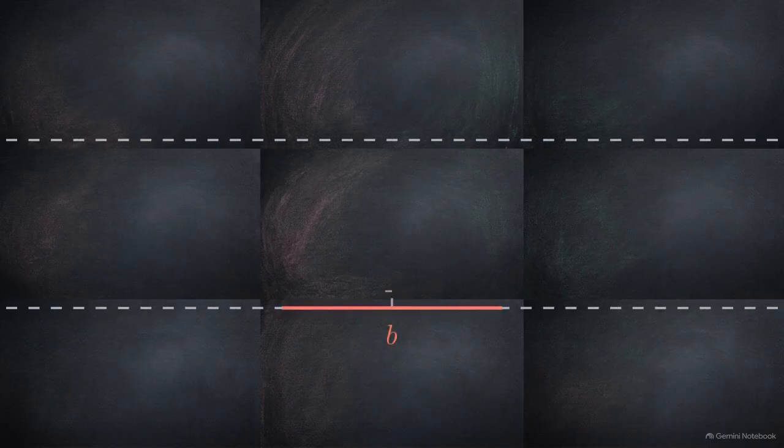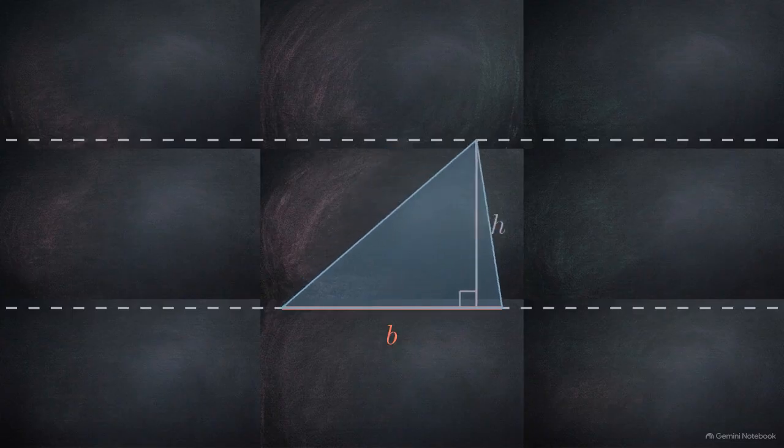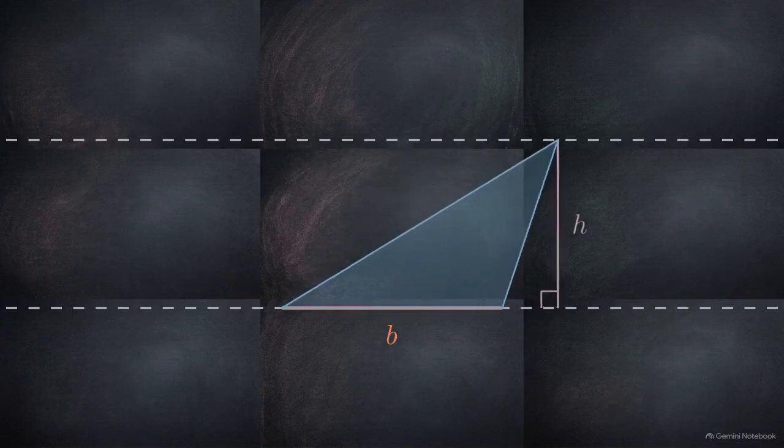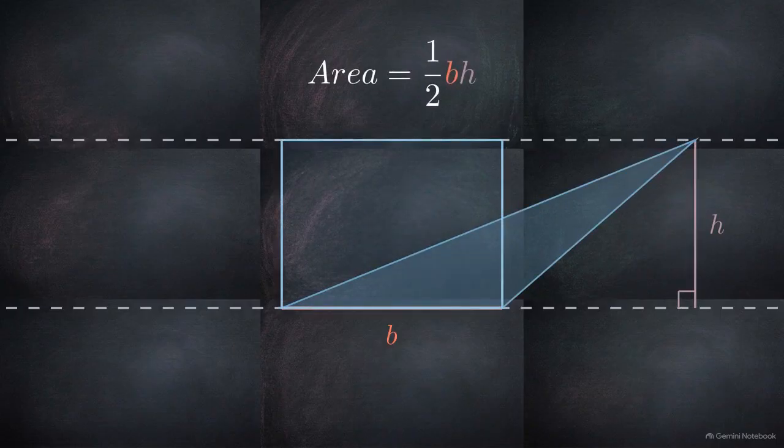Here is a fixed base sitting between two parallel lines. As the top vertex travels laterally, the triangle warps into extreme dimensions, looking completely different. Yet the height and base remain constant, dictated by the unchanged hidden rectangle.